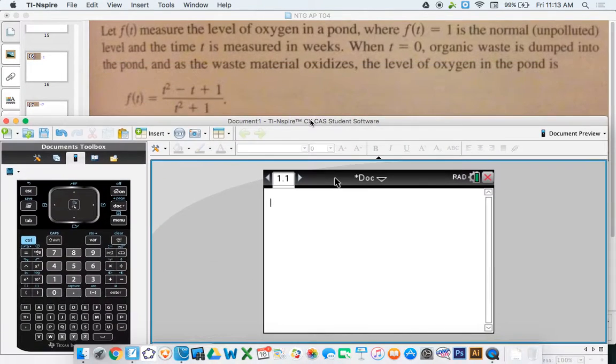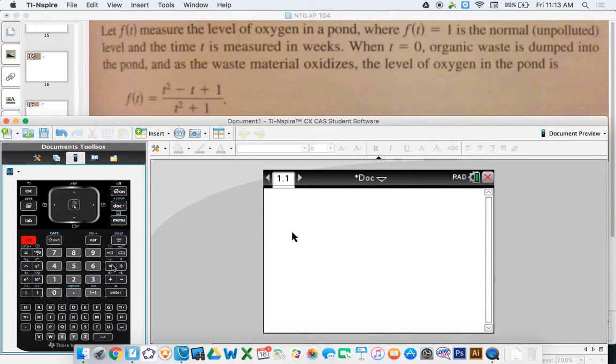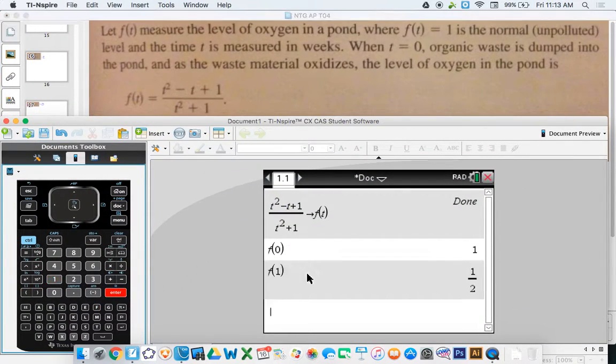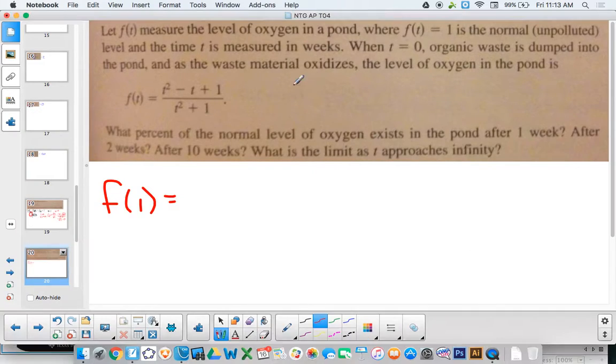Alright, so we'll type that function in. We've got t squared minus t plus 1 in the numerator, t squared plus 1 in the denominator, and we're going to store that in f of t. They already said that f of 0 is 101, the normal unpolluted level. Then we want to see what it is at f of 1. So we'll plug and chug. At f of 1, it's half the normal level of oxygen. F of 1 is 1/2, or 50% of the normal level.